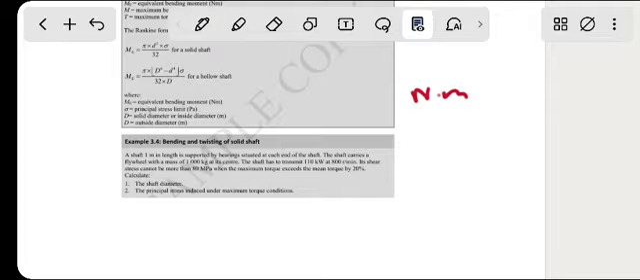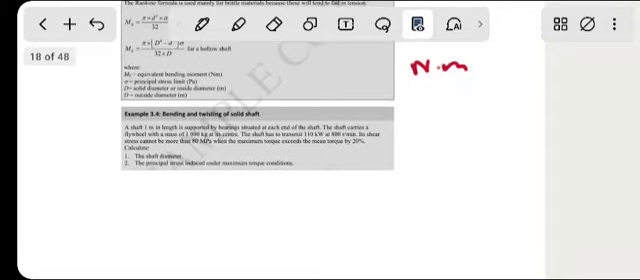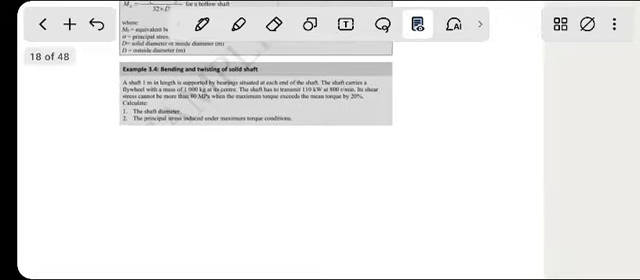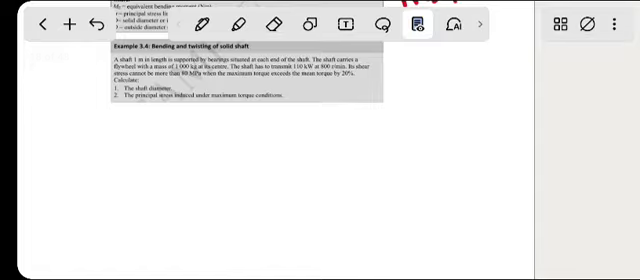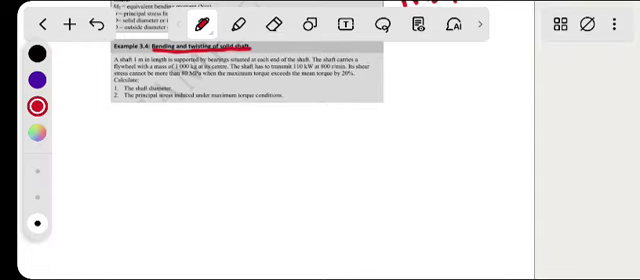So guys, how can we put this into work? Let us check how we can apply this formula. We are given now the bending and twisting of a solid shaft. Okay, for example: a flywheel shaft with 1 meter length is supported by bearings situated at each end of the shaft. It's like this, guys.